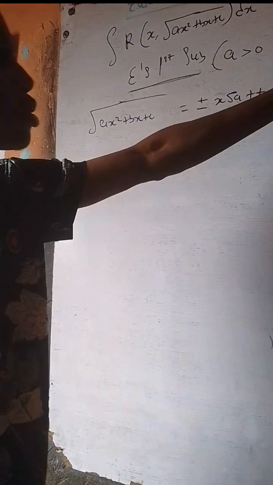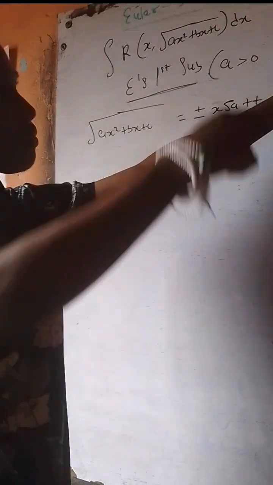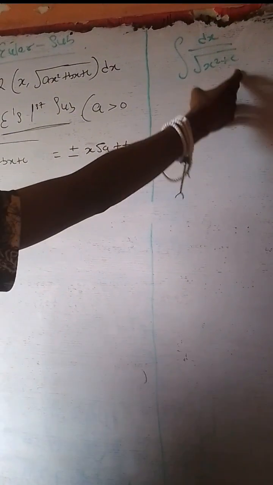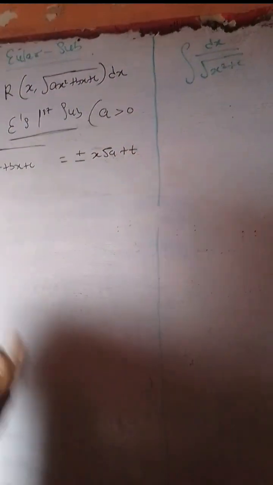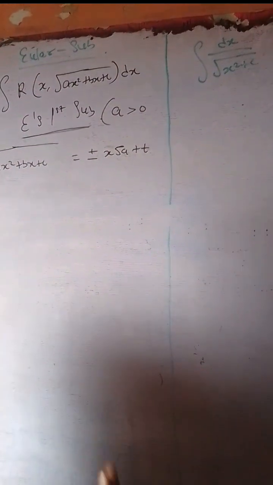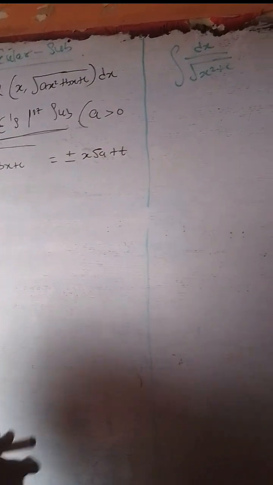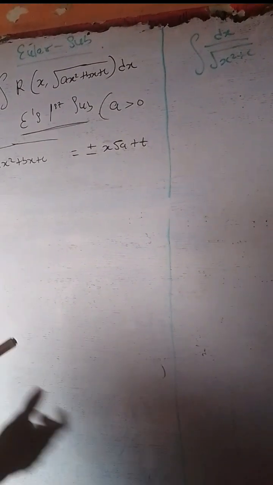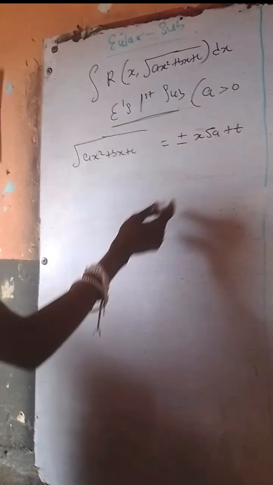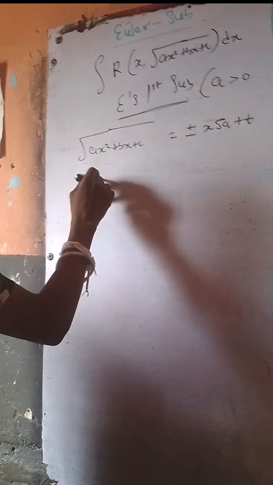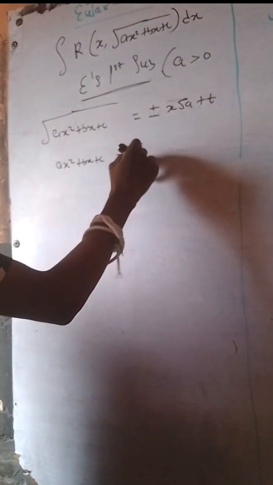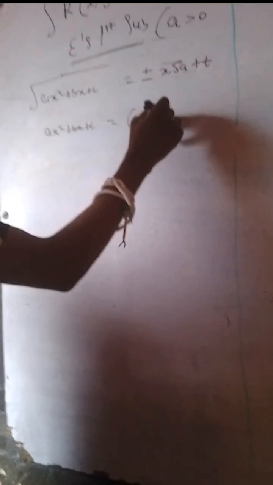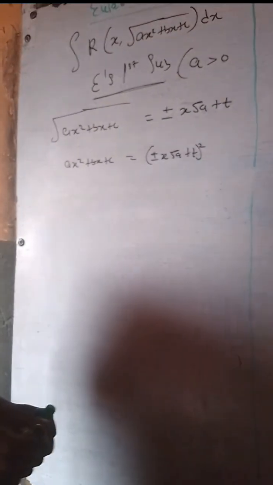Now when you look at this question, automatically it looks familiar. Putting x squared plus 1 here, you can have your arcsine. Putting x squared minus 1 here, you can have your arccos. But mainly, let's break some things down to understand better. From here, we square both sides, right? And we'll be given ax squared plus bx plus c equals plus or minus x root a plus t, raised to power 2.